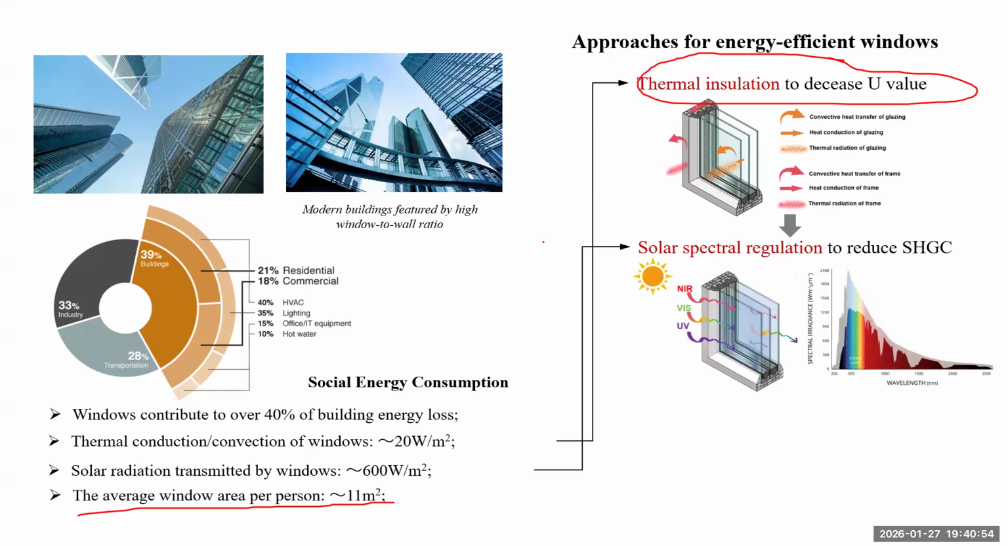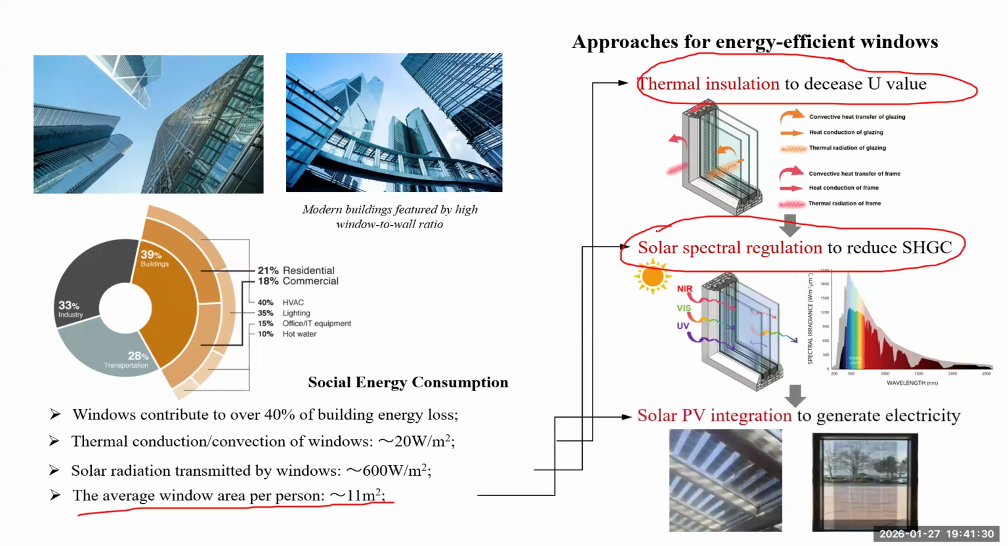And what about Hong Kong? We consider solar spectral regulation to reduce the solar heat gain coefficient. Please note, for double glazing and triple glazing, usually the solar heat gain coefficient doesn't change much. Even for our library, that's double glazing windows, but there's a slight reduction of the solar heat gain coefficient. So now with advancement, we can control the spectrum to reduce the solar heat gain coefficient. You can also let some of the sunlight generate electricity.